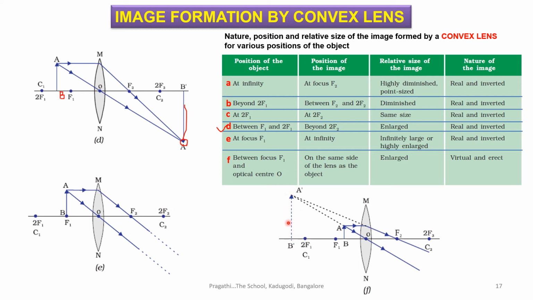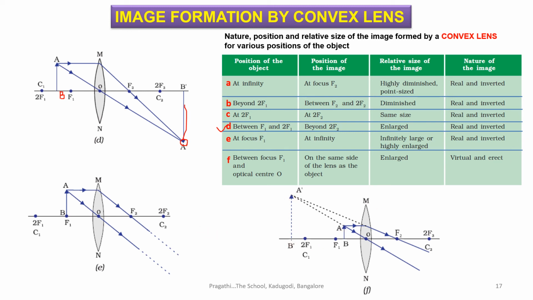And why is it drawn in a dotted line? Exactly, because it is a virtual image. Real image is represented by the solid line, but virtual image is represented by dotted chain line or dotted line. So what is the size? Size is highly enlarged, and it is virtual. It is virtual, and it is vertical or erect. See, erect means it is standing straight.